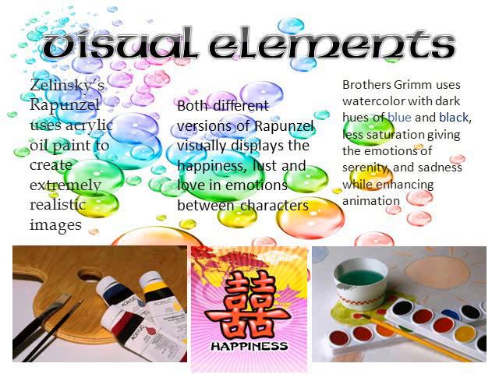Visual elements. Zelinsky's Rapunzel uses acrylic oil paint to create extremely realistic images. Brothers Grimm uses watercolor with dark hues of blue and black, showing emotions of serenity and sadness with less saturation while enhancing animation. Both different versions of Rapunzel visually display the happiness, lust, and love and emotions between the characters.